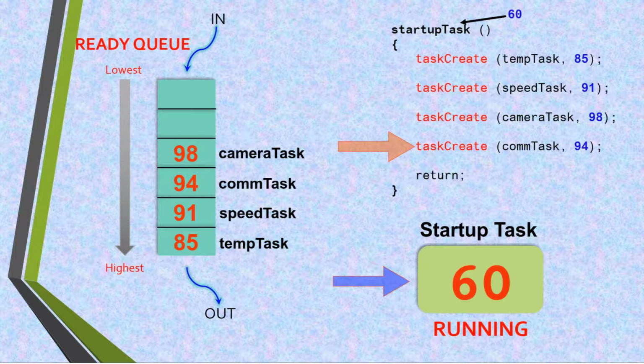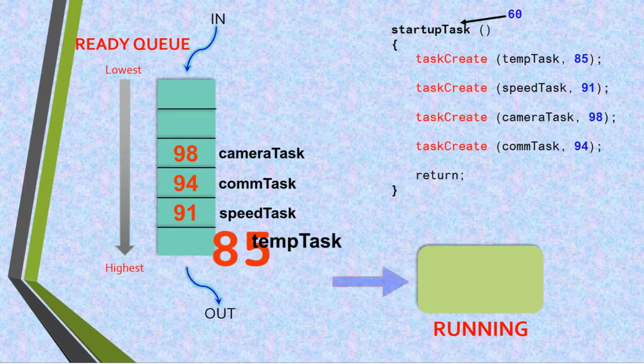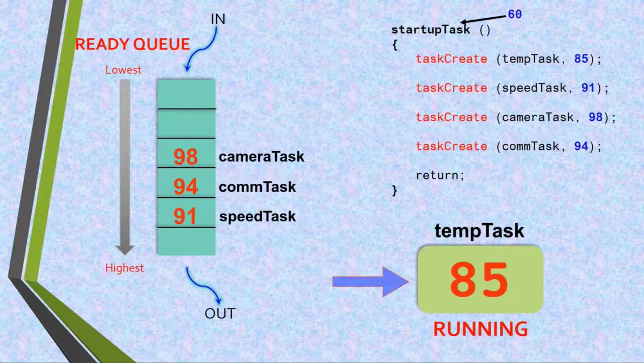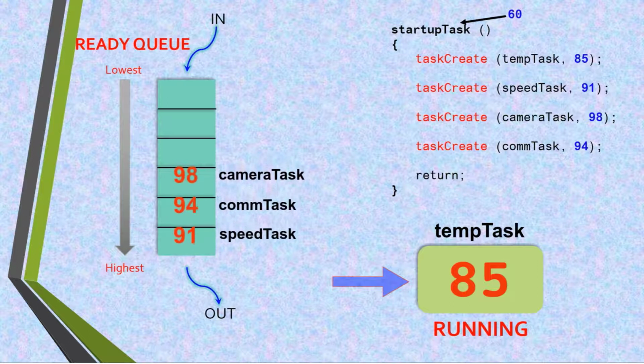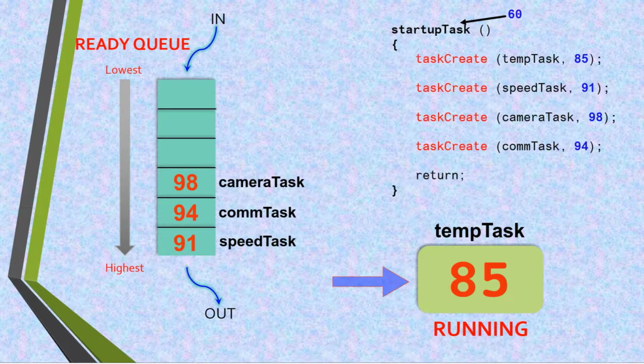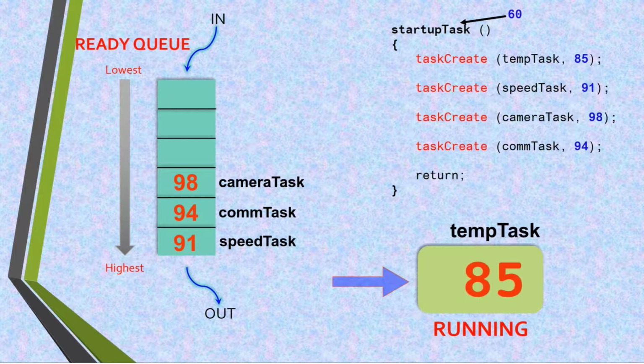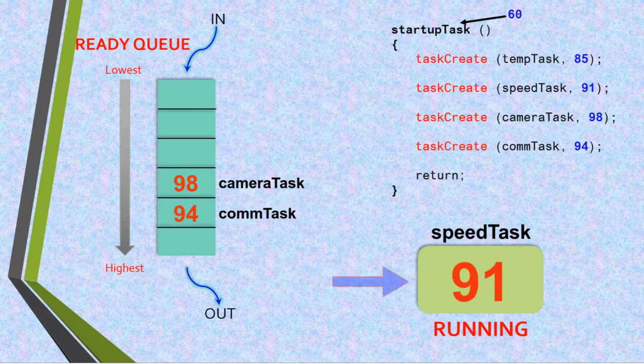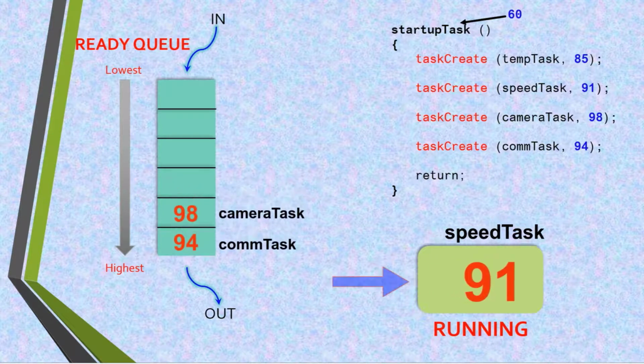As soon as the startup task, which is the highest priority and currently running task among all of these existing tasks, completes its execution, the temperature task is moved out from the ready queue and scheduled to run by the scheduler. You see that the state of the temp task is changed from ready to running state. And when the CPU completes execution of the 85 priority task, the RTOS scheduler schedules the next high priority task, that is 91 in this case, and so on. So this is priority based scheduling.